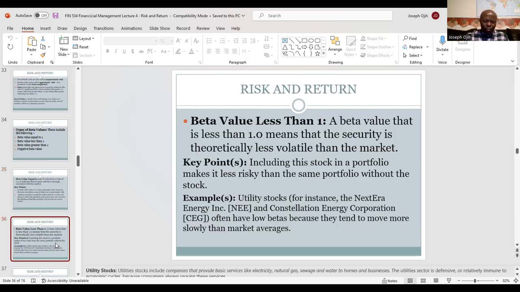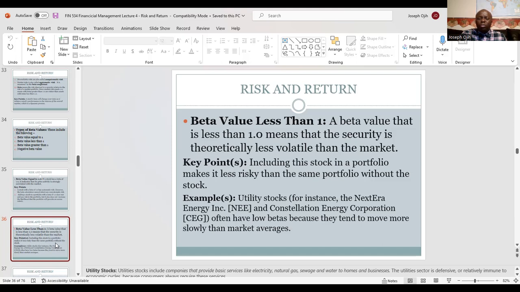Let's look at some stocks that have beta less than 1. When you say that a stock has a beta less than 1, I mean that the security is less volatile than the market. It's not as volatile as the market. So when you add this kind of stock to your portfolio, it makes your overall portfolio less risky. A good example of stocks that can have this kind of beta are things like utility stocks.